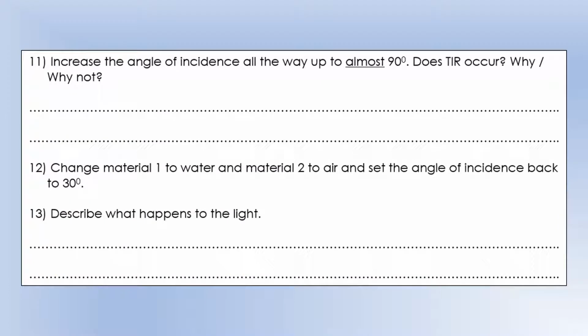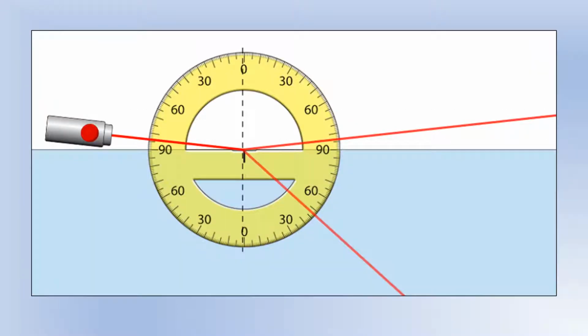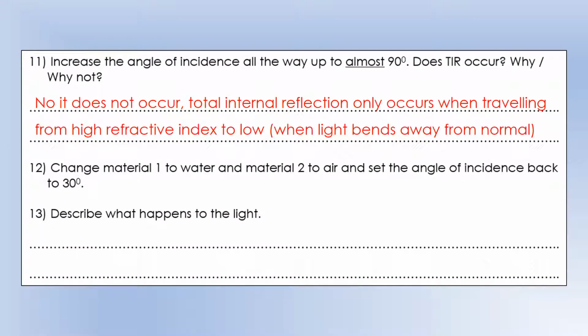Okay, so increase the angle of incidence all the way up to almost 90 degrees. Do you get total internal reflection? Why or why not? So I tried that. I got pretty close to 90 degrees, and we can see we've still got refraction occurring. We've still got a refracted ray there. So clearly we're not getting total internal reflection, and the reason why is that we're going from low refractive index to high. Light bending away from the normal is what we need to get total internal reflection, but it's bending towards the normal here, so we can't get total internal reflection.